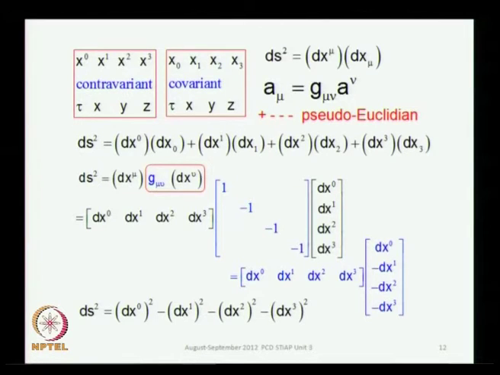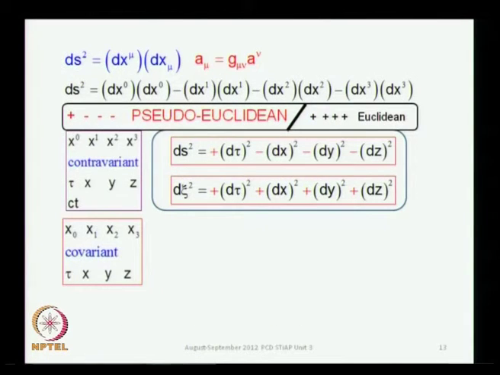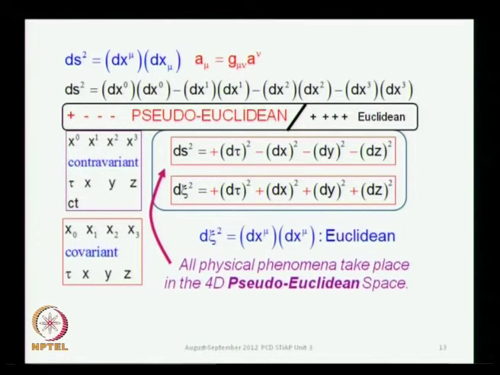This is why it is called a pseudo Euclidean space, and in this pseudo Euclidean space the signature of G is particularly important, and special theory of relativity is built on this pseudo Euclidean space, in which all events, all physical events are described to take place in this particular pseudo Euclidean space.